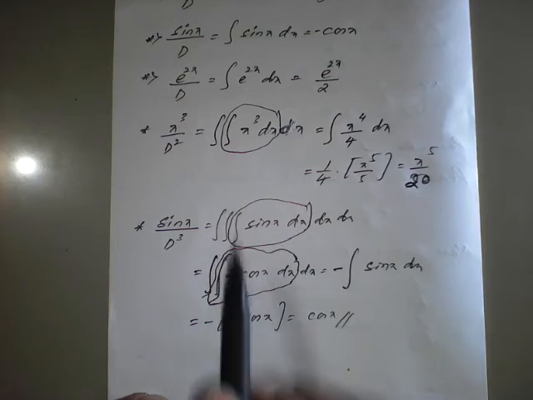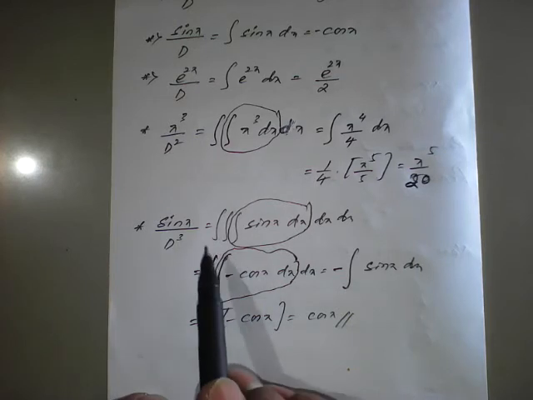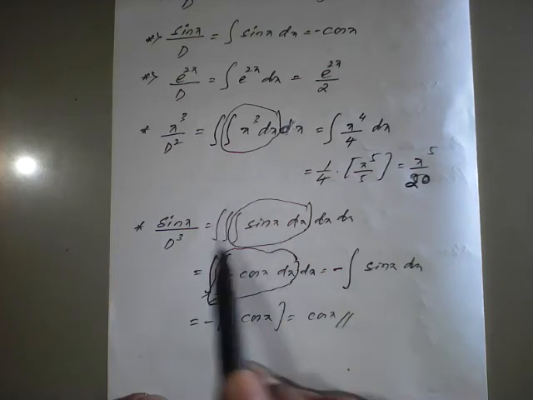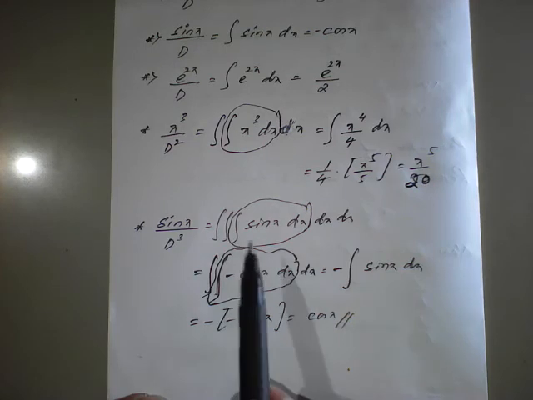So in this way, for 1 upon D, 1 upon D square, 1 upon D cube, we have to go for that many times of integration.